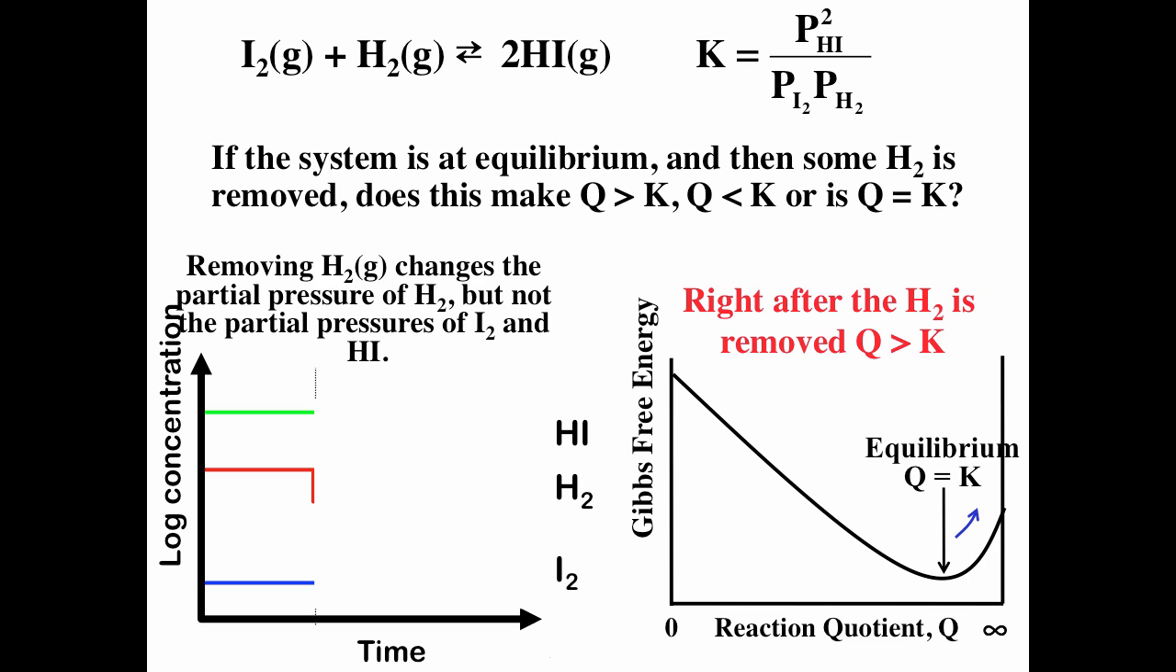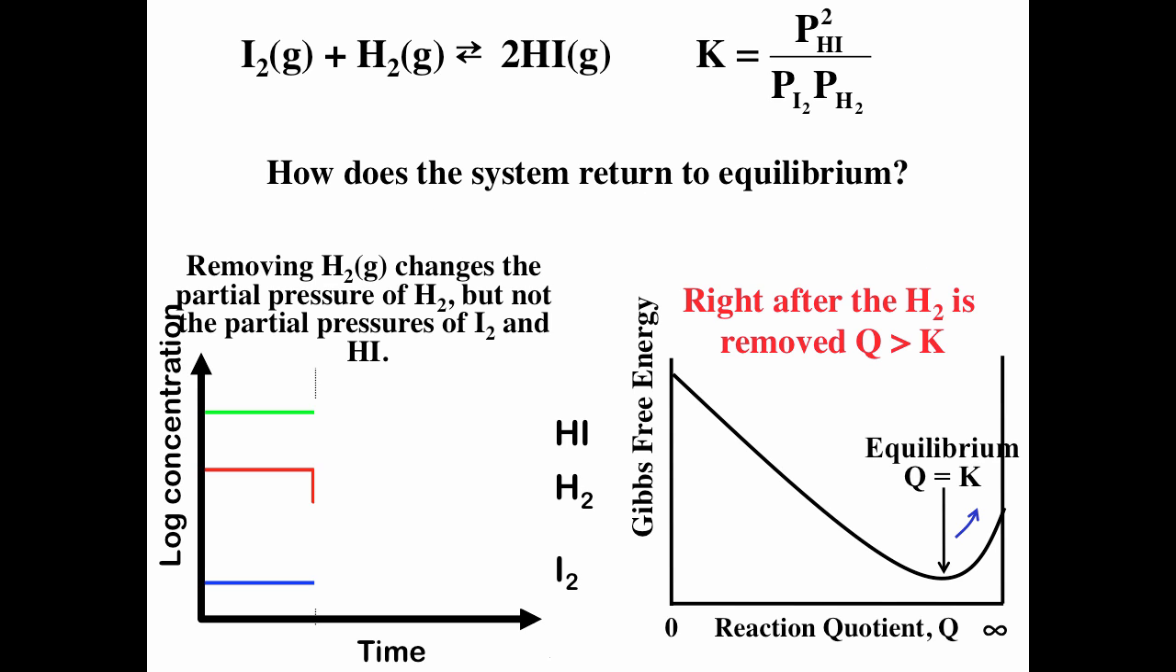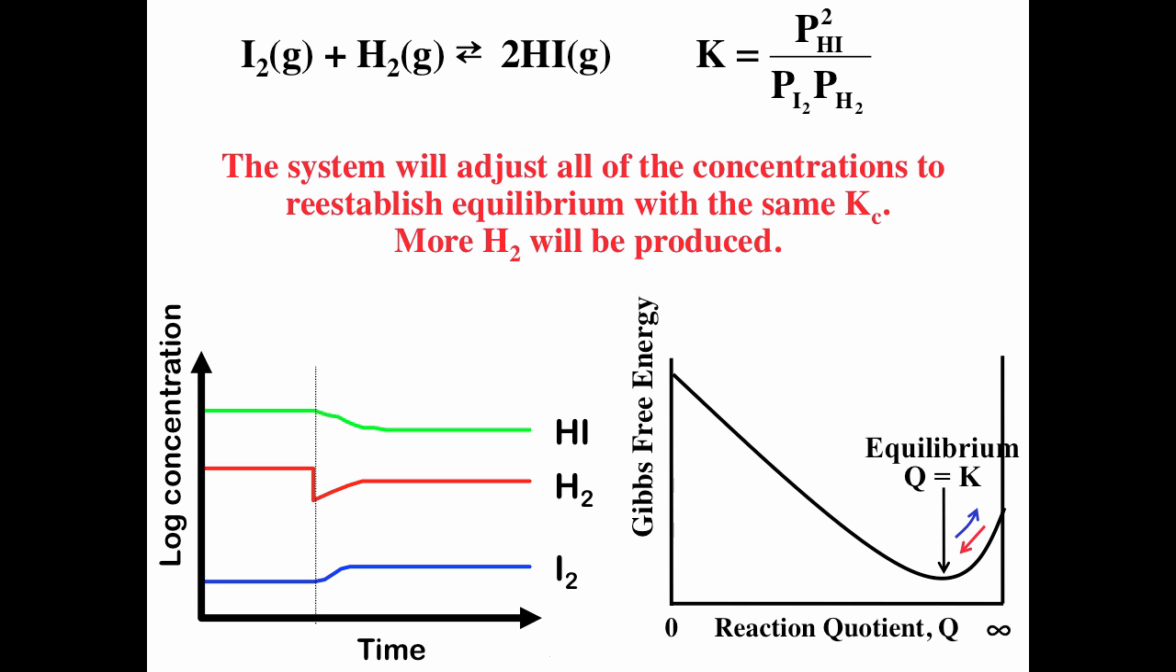We're pushing the boulder up to the right. And so how will the system respond? Well, the boulder is going to roll back down to the minimum. And so if we remove some hydrogen gas, the system is going to produce some more hydrogen gas.